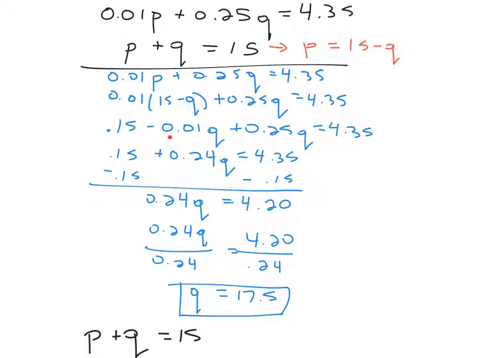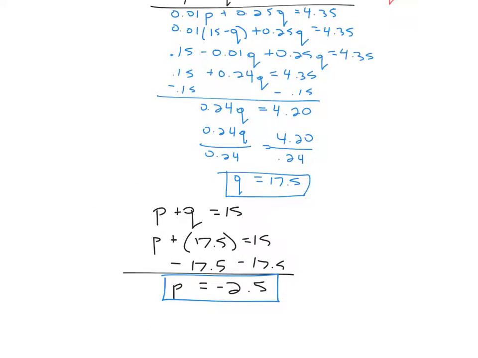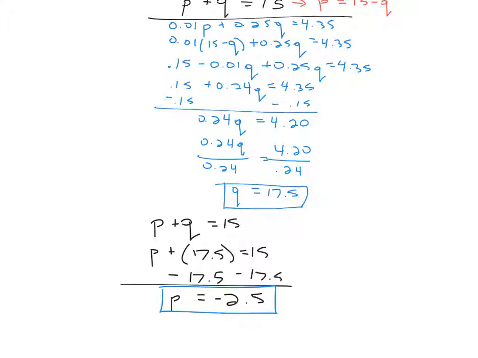So when we then combine like terms, negative 0.01Q plus 0.25Q is 0.24Q. Okay, I'm going to subtract this 0.15 from both sides, and I get 0.24Q equals 4.20. And of course, the coefficient is 0.24, so I divide both sides by 0.24, and I get Q equals 17.5. Now, if I plug that into P plus Q equals 15, I find out P equals negative 2.5.